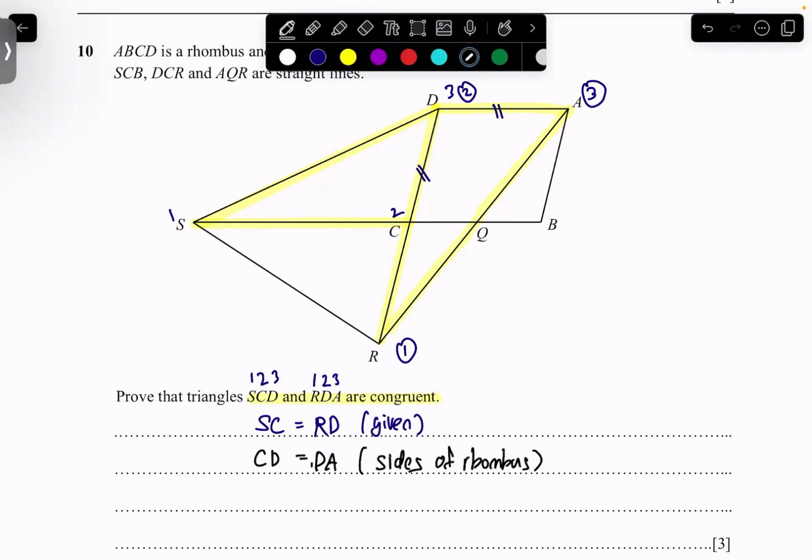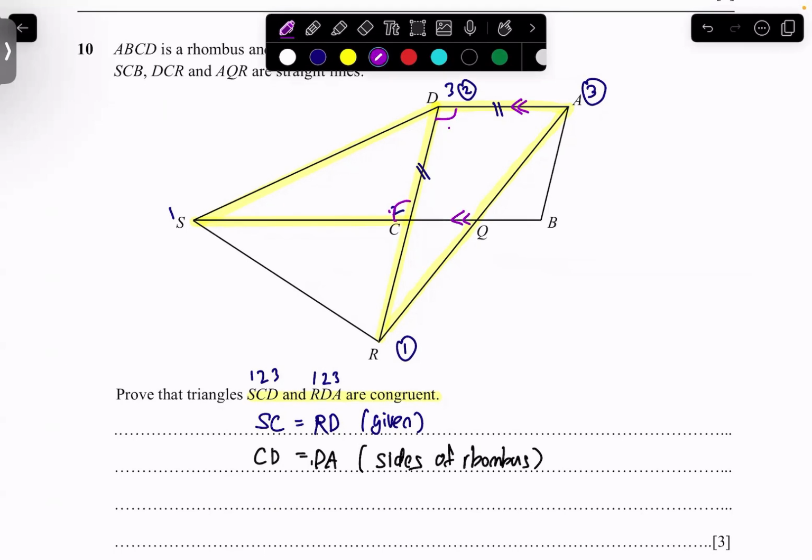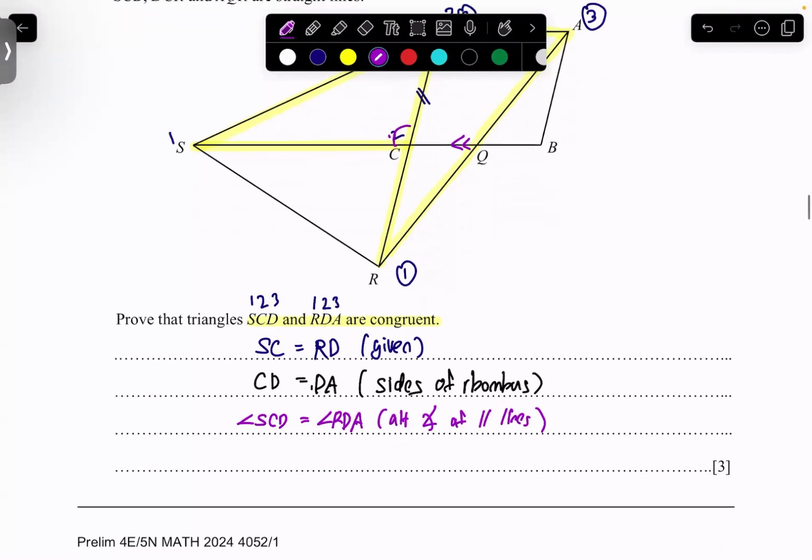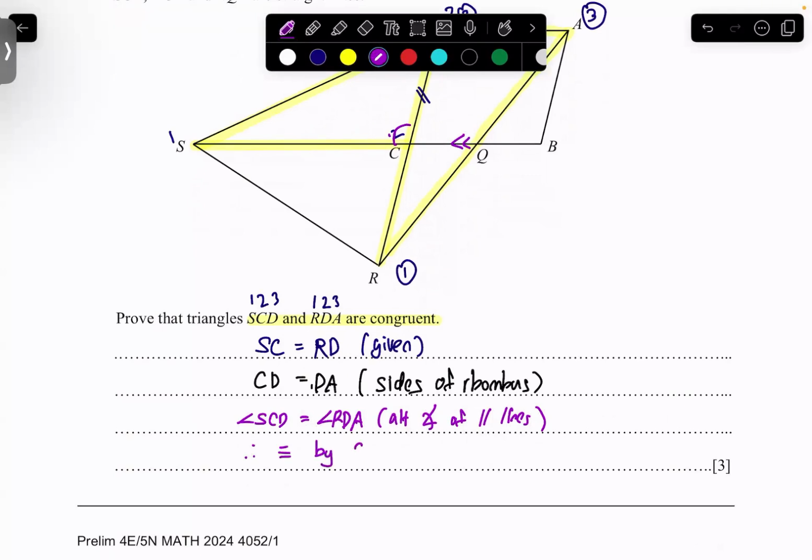We have looked at 1, 2 and 2, 3, let's look at 1, 3. SD and RA have nothing in common, so we are unable to prove side-side-side. That only gives us the last option, which is side-angle-side. Now let's look at angle SCD. Angle SCD equals angle RDA because this is a rhombus and they are straight lines. The rhombus is parallel over here, so this angle and this angle will be alternate angles. Let's write that down: angle SCD equals angle RDA, alternate angles of parallel lines. Therefore they are congruent by SAS.